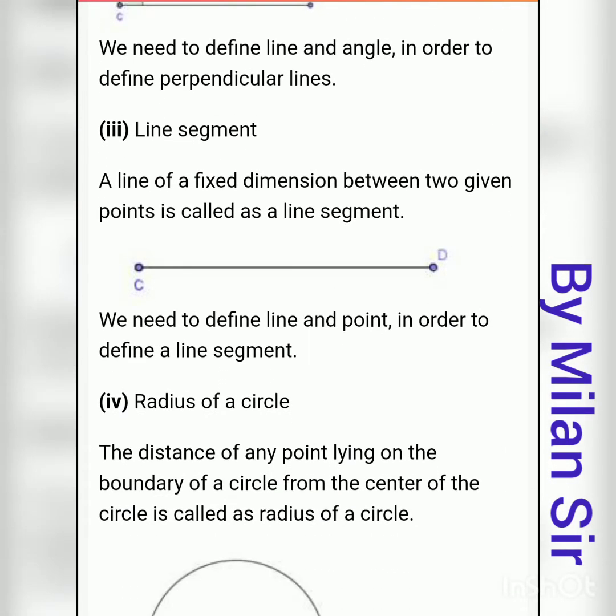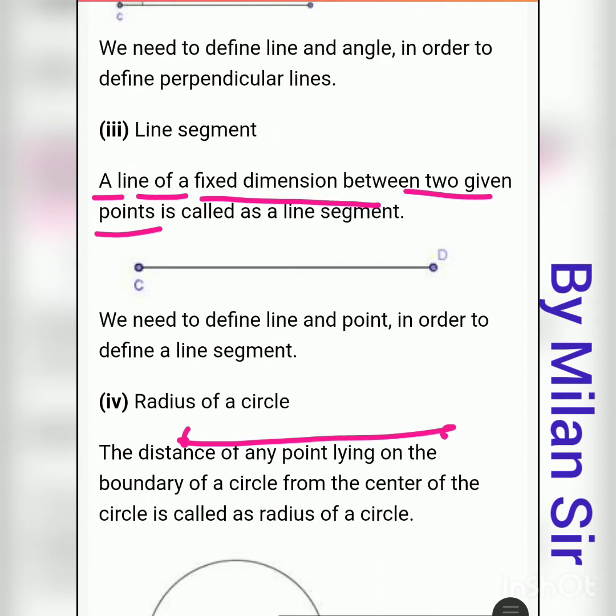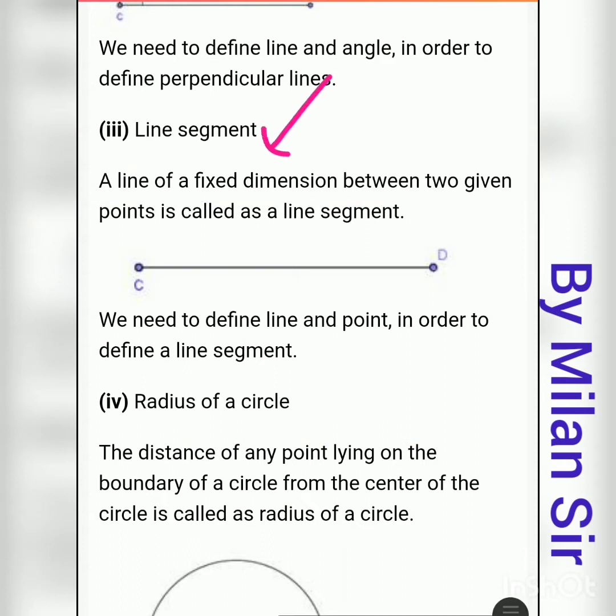Third definition is line segment. So what is the definition of line segment? A line of a fixed dimension between two given points is called a line segment. Right? Line segment always has a fixed length, which we can measure with an instrument, otherwise a scale. So line segment always has a fixed distance. It cannot be extended in any direction. So a line of a fixed dimension between two given points is called a line segment.